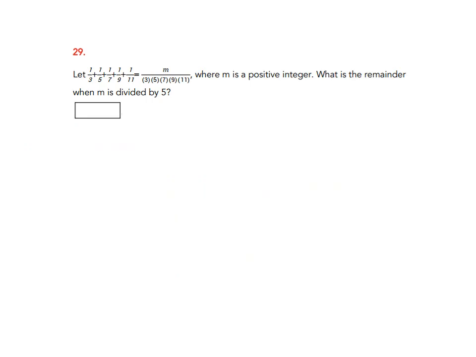Okay, here is a tricky question. Let 1/3 plus 1/5 plus 1/7 plus 1/9 plus 1/11 equal m divided by 3 into 5 into 7 into 9 into 11, where m is a positive integer. What is the remainder when m is divided by 5? See, when you set the common denominator for the addition side, you will get the same denominator as on the right-hand side. So you can cancel them out, and you need to find the remainder when m is divided by 5.